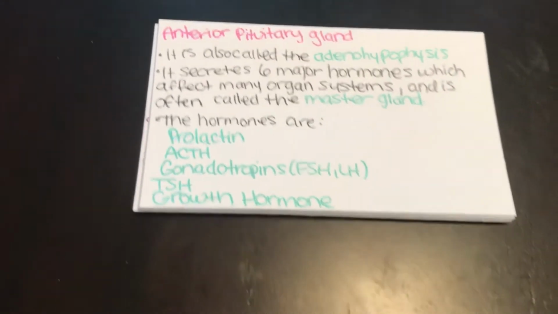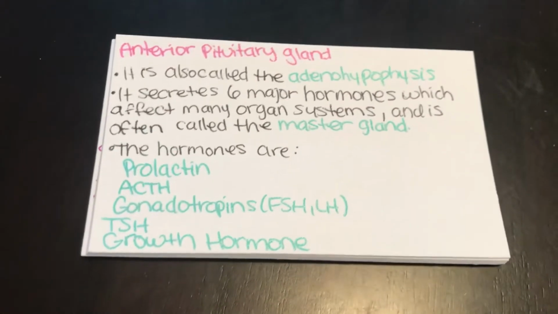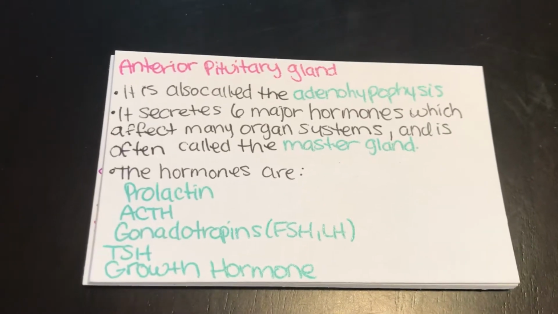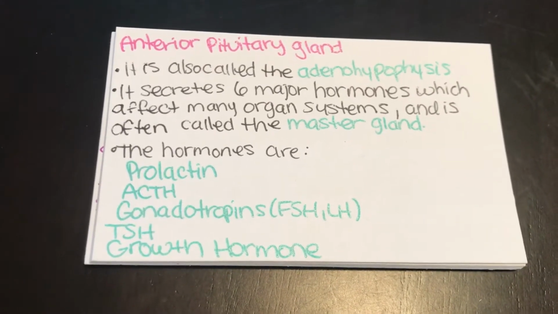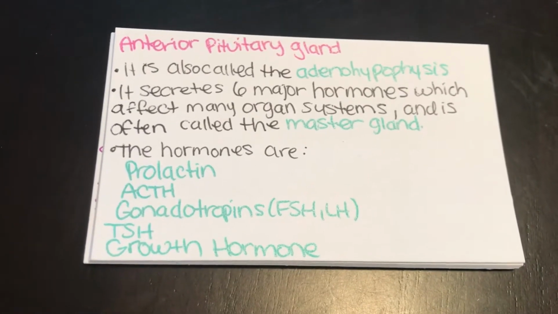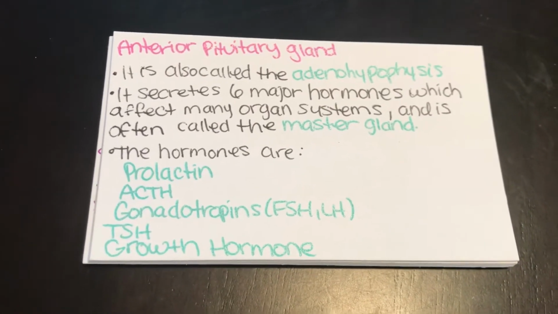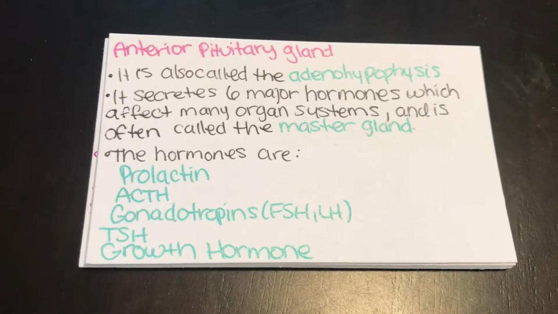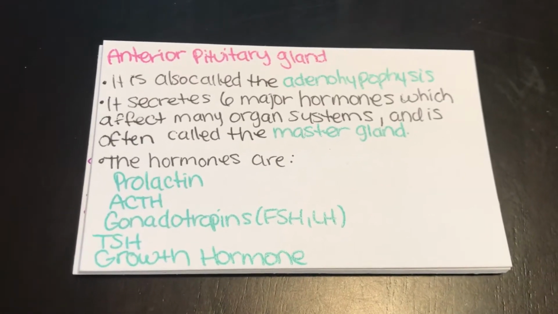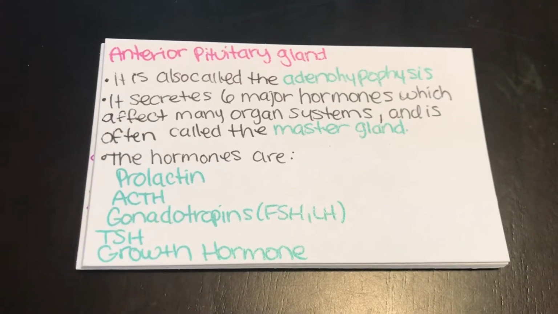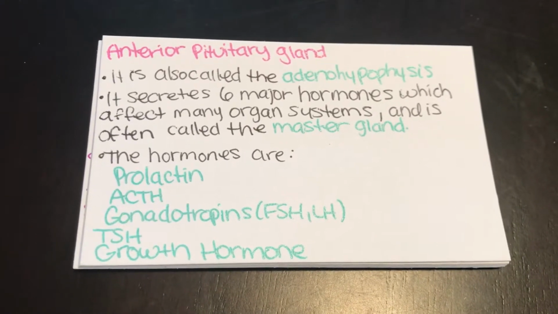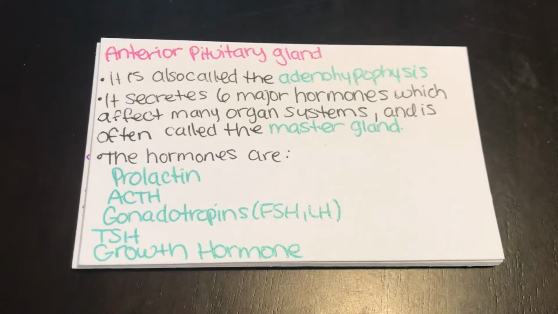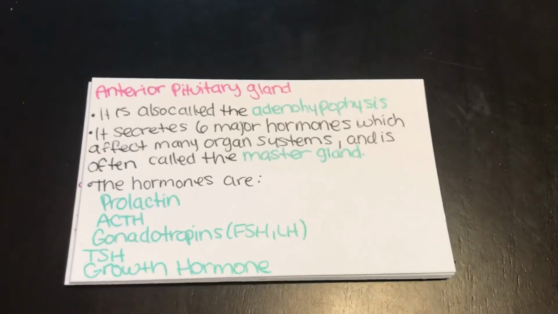So the anterior pituitary gland. It is also called the adenohypophysis. It secretes 6 major hormones which affect many organ systems and is often called the master gland, as we said. So the 6 hormones are prolactin, ACTH, your gonadotropins, which are follicle-stimulating hormone and the luteinizing hormone, thyroid-stimulating hormone, and growth hormone.